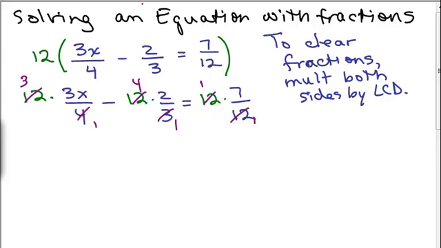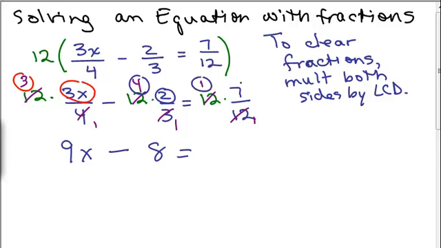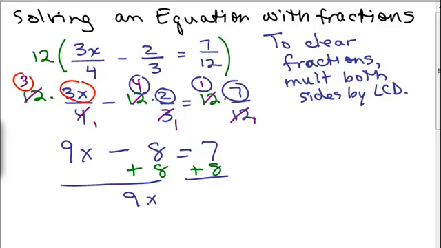So then look very carefully. We have 3 times 3x, that's 9x. We've got 4 times 2, that's 8. And we have 1 times 7. Now we have an equation without any fractions. So now it should be simple. From here, we'll just add 8 to both sides. 9x is 15, and then divide everything by 9.